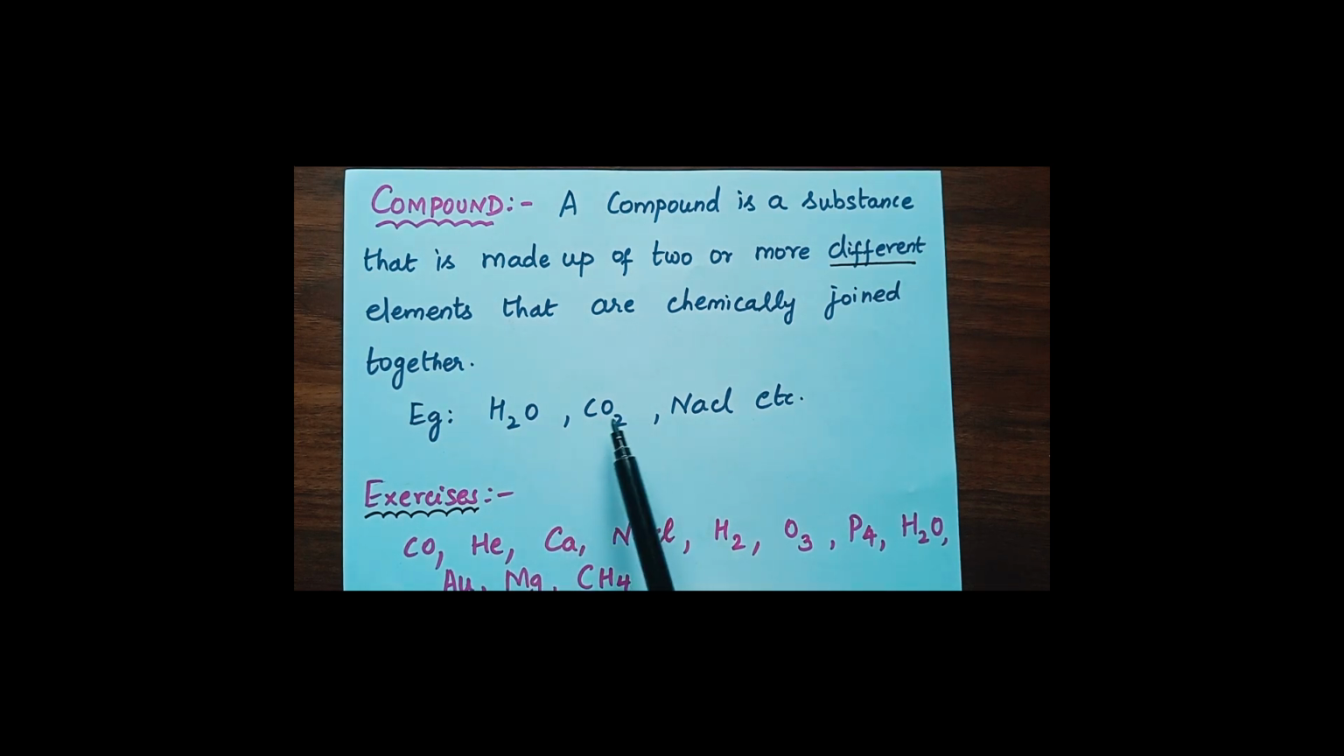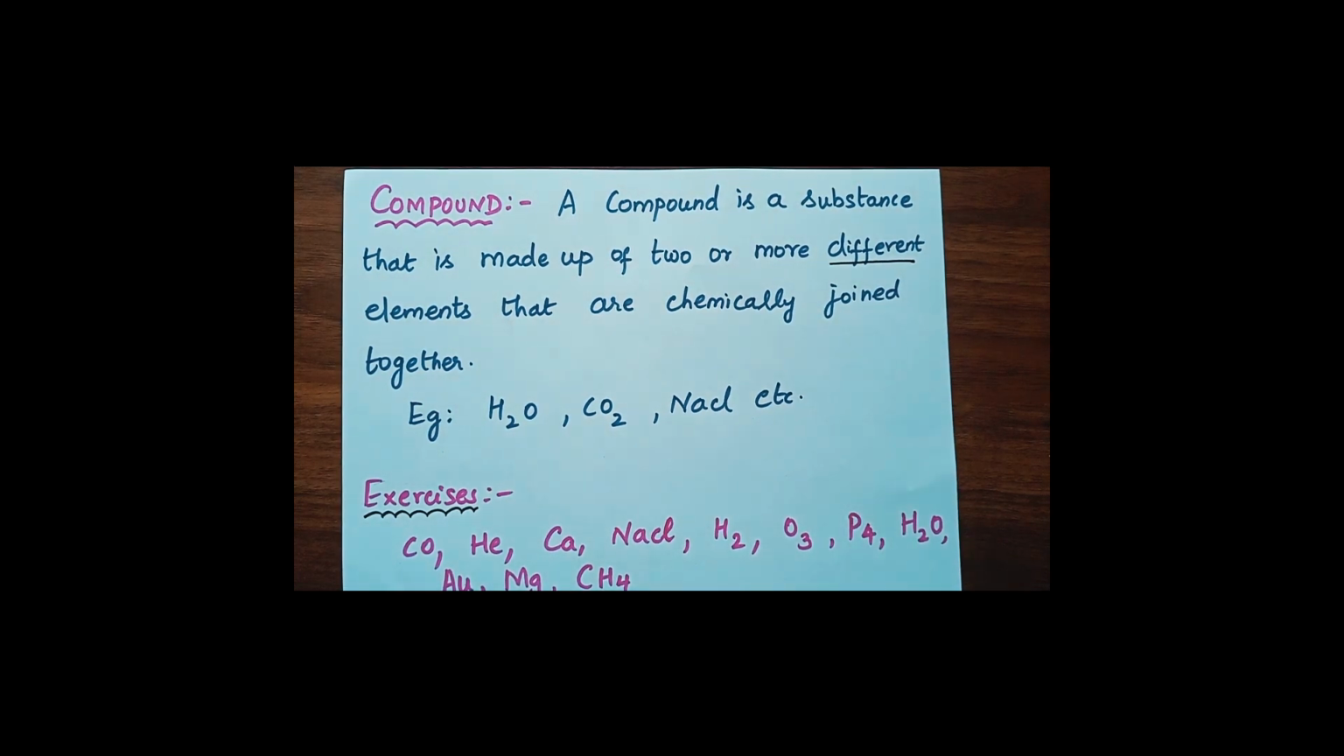And in CO2, carbon and oxygen, two different types of atom are present, so we call this a compound. And sodium chloride, which we use as normal table salt, contains sodium and chlorine atoms. So two different types of atom are present in this, so we call this a compound.